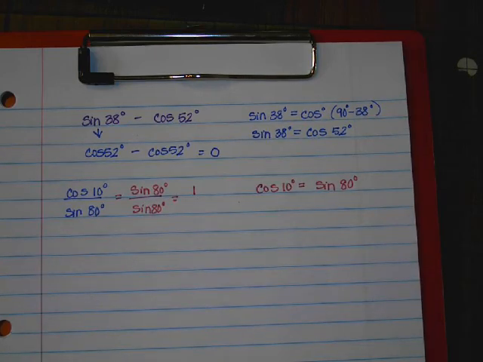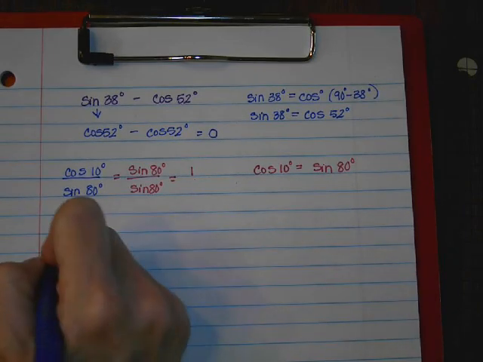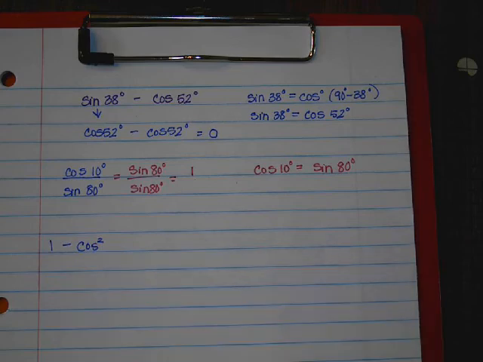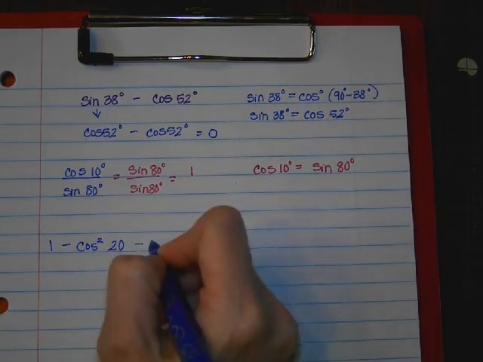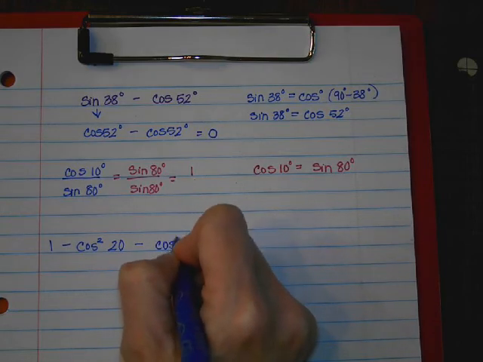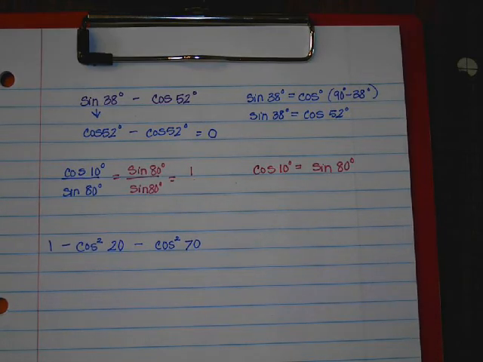All right, we're going to move on. We're going to do another one. All right, here we go. We're going to do 1 minus cosine squared 20 minus the cosine squared 70. So we could still change these out.